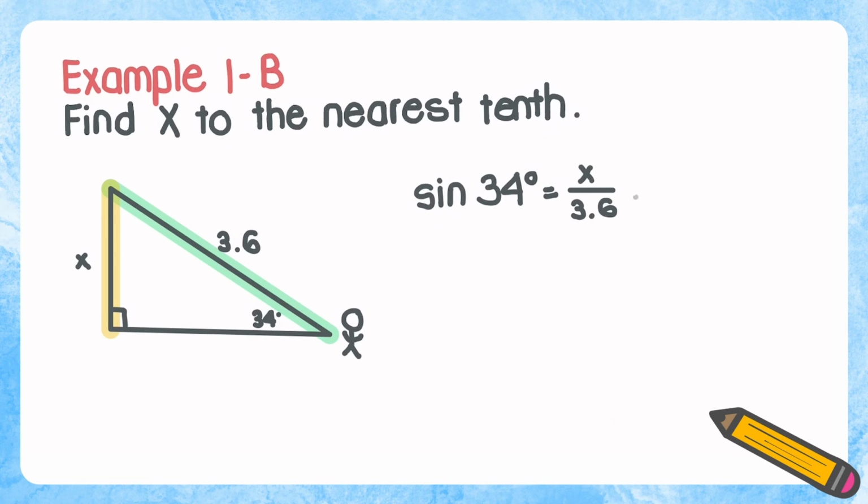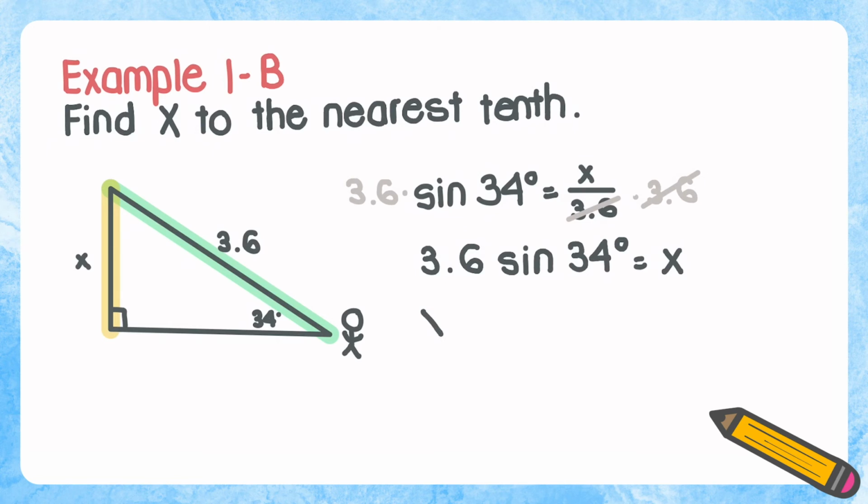To isolate x, we're going to multiply both sides by 3.6. That way, this cancels out, and we are left with 3.6 times the sine of 34 degrees equals x. So let me write that the other way around: x equals 3.6 times sine of 34 degrees. And from here, you're going to be using your calculator.